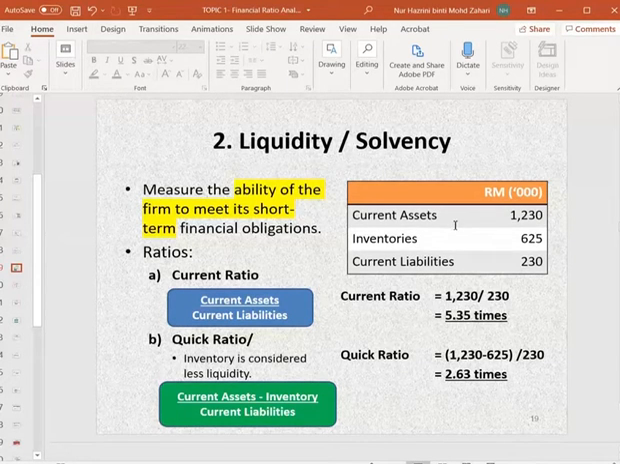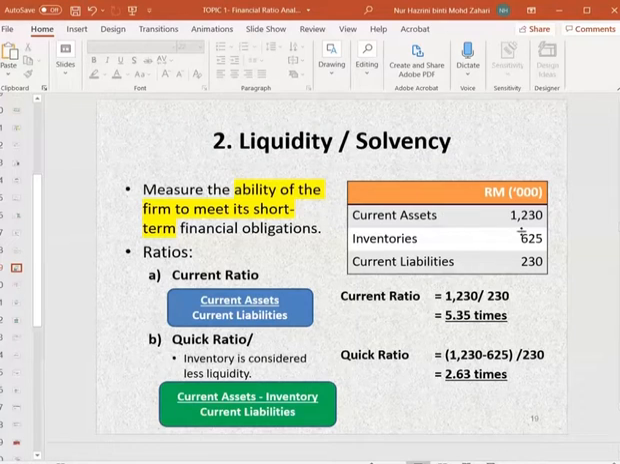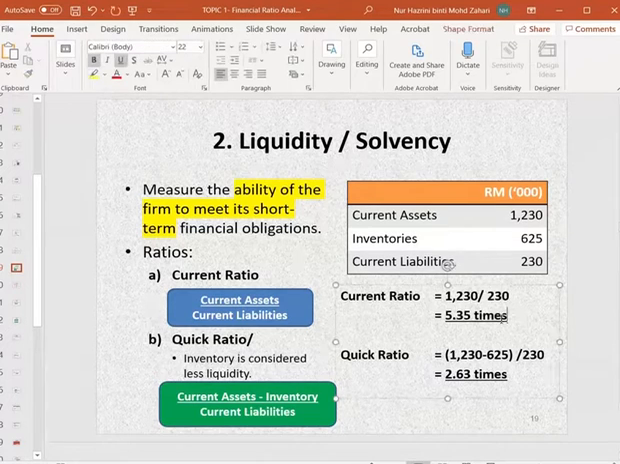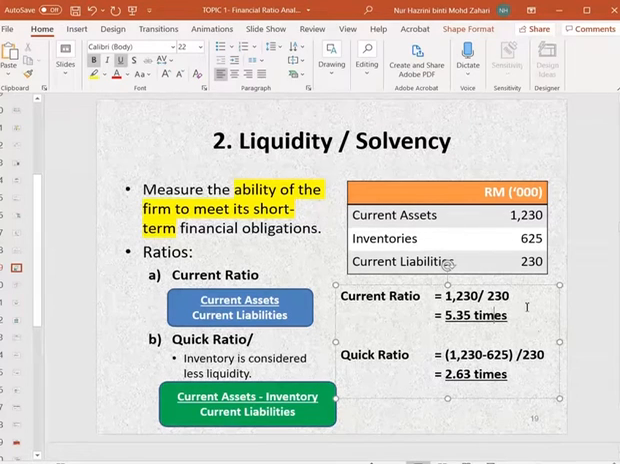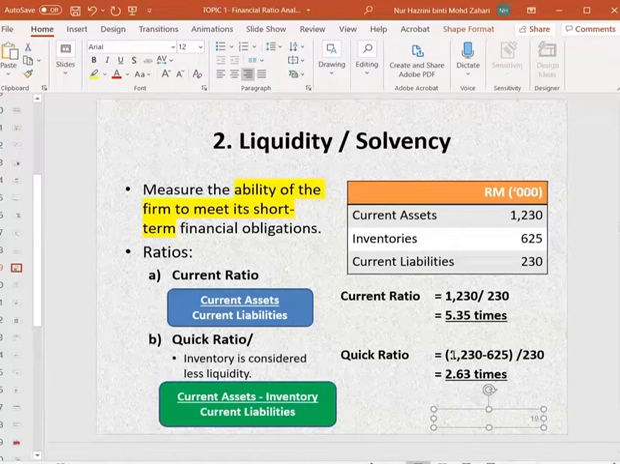So in our example here, we have the current asset, inventories, and current liability. To calculate the current ratio, we take the current asset divided by current liability. You have 5.35 times. So this ratio is presented in times like this, and like I said just now, don't ask me why it is times, not percentage. This is the format. For quick ratio, you take the current asset minus the inventories, divided by current liability.